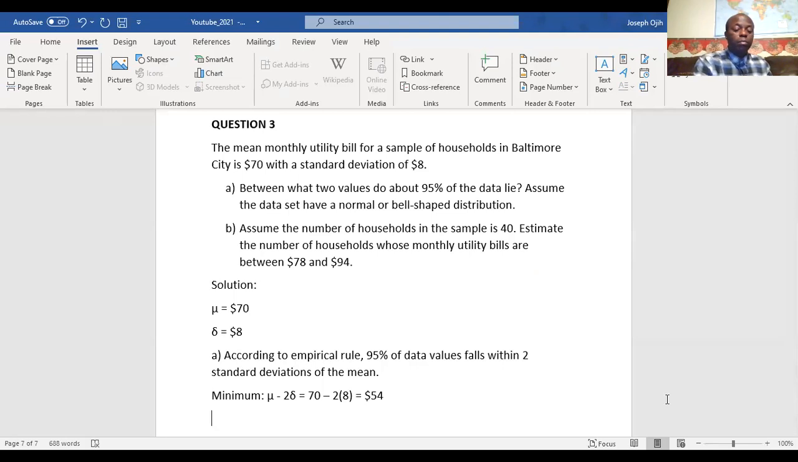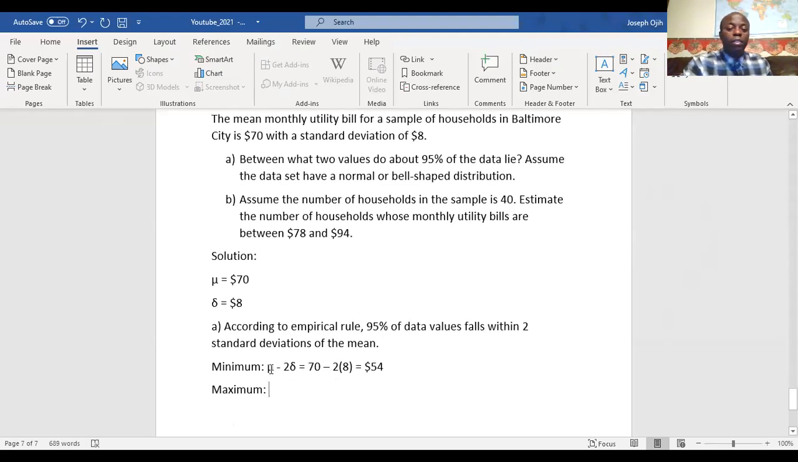And maximum value. So between 2 values with 95% of the data value lies. So it's just the same thing except that here we change this to plus sign. So I'm gonna copy it and put it right here. So we have it here, which is change this to plus. So we have 70 plus 2 times 8.